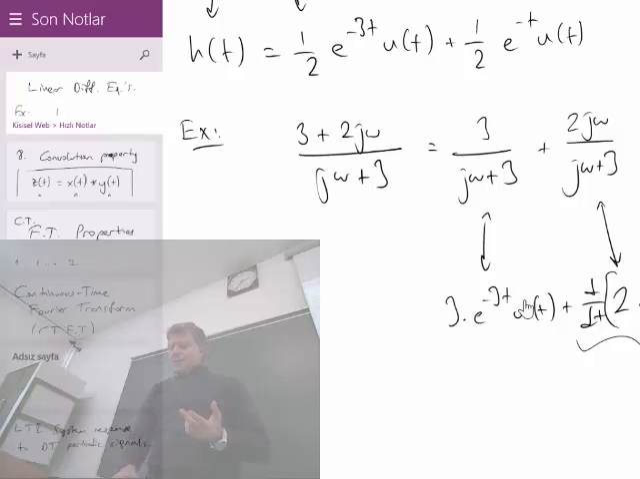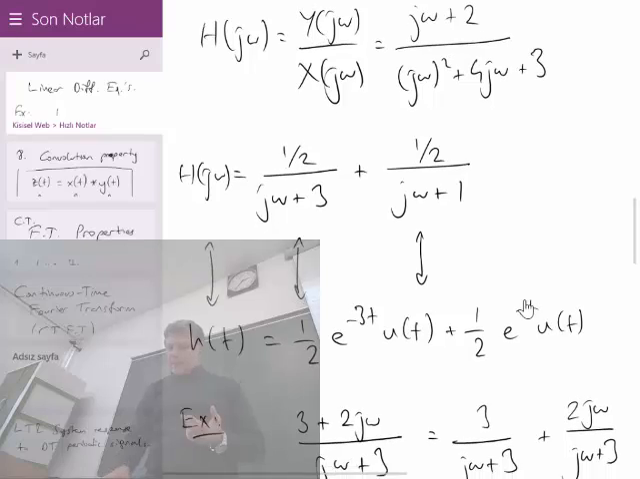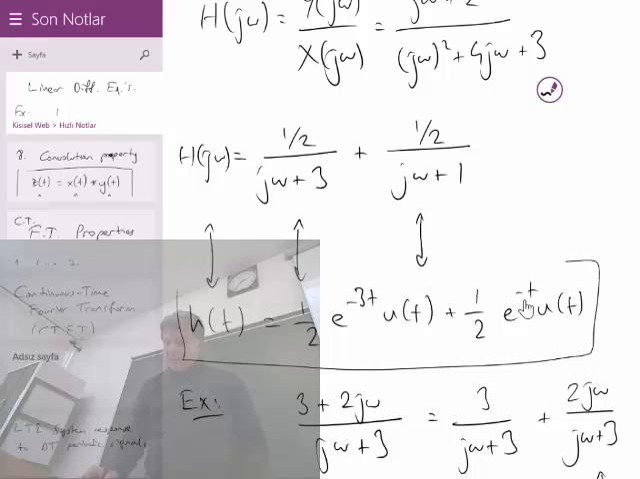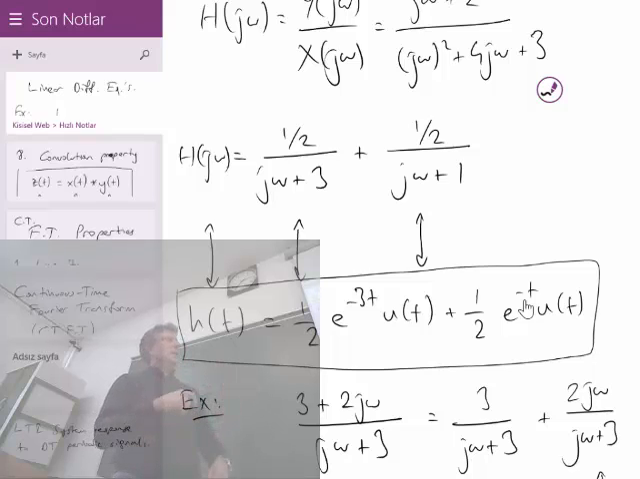So, for instance, let's go back here. The question could be asked like this. There is a system with impulse response equal to this: 1 over 2 u of t, parentheses, e to the minus 3t plus e to the minus t. And I ask you the differential equation, the input-output differential equation which governs this system. Then how will you do it?